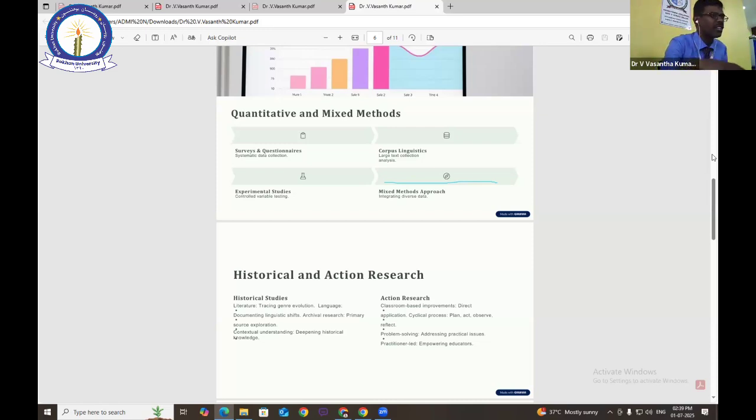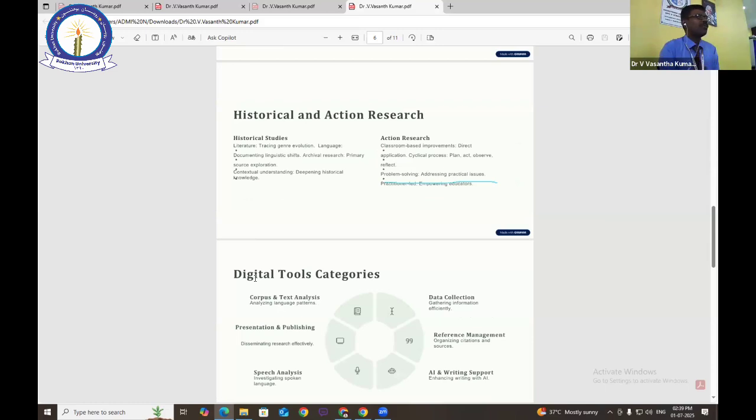And historical and action research. It is mainly meant for literature people: literature tracing the genre, evolution, language, when the poem originated, when the poetic devices were founded, from which year. So these are the things.